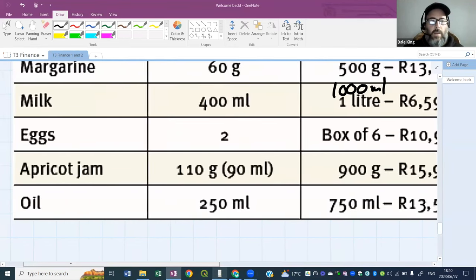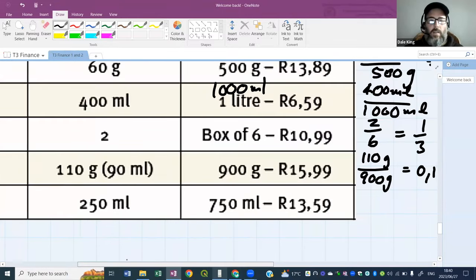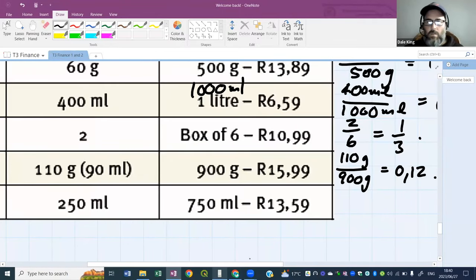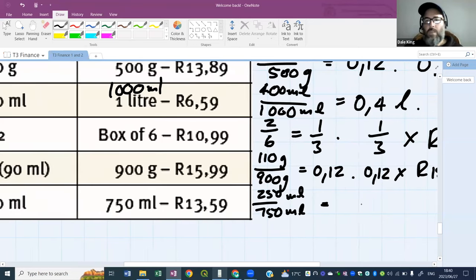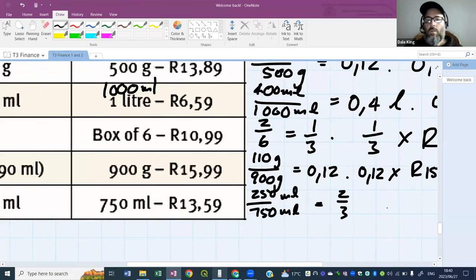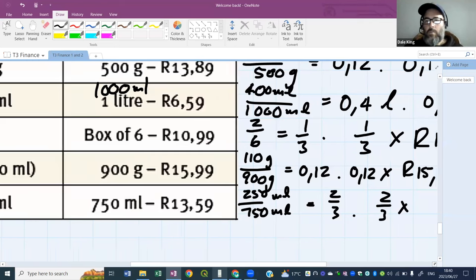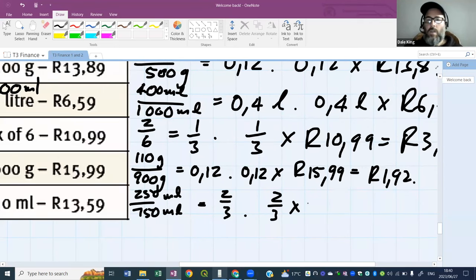The last one, here we go. We've got oil, 250 mils we need, 750 mils we've got. So we're going to say 250 over 750. This is milliliters. This will give us 2/3. I'm going to say 2/3 of the price, which is 13.59.